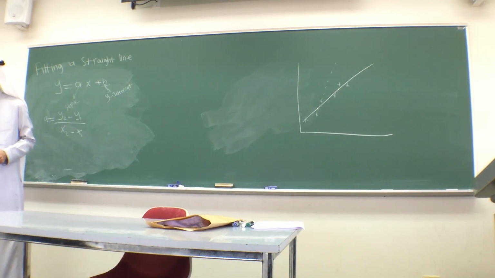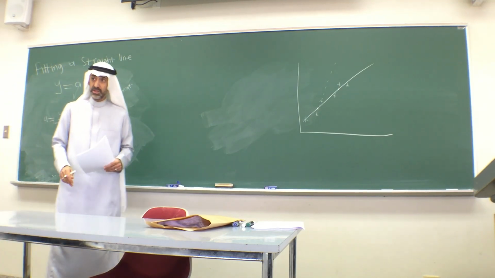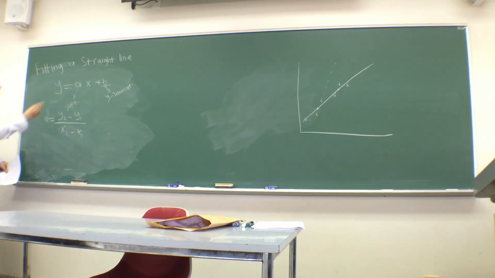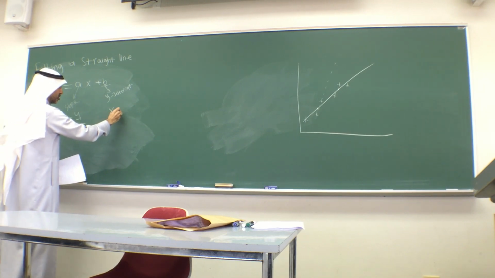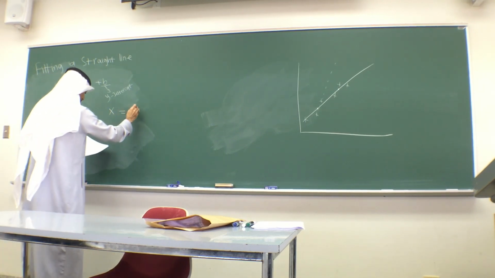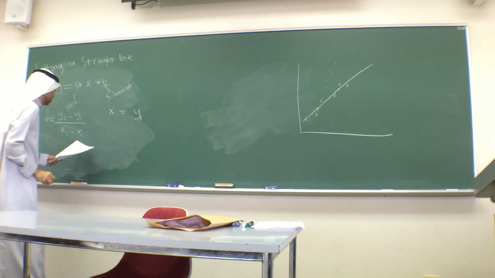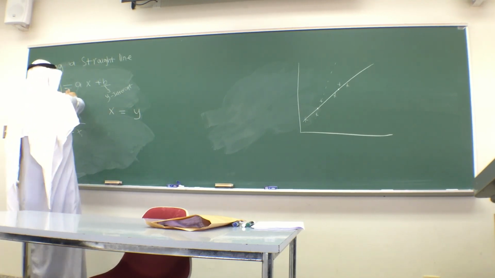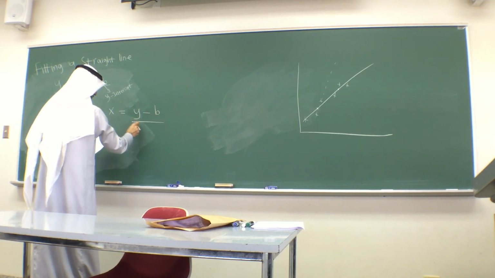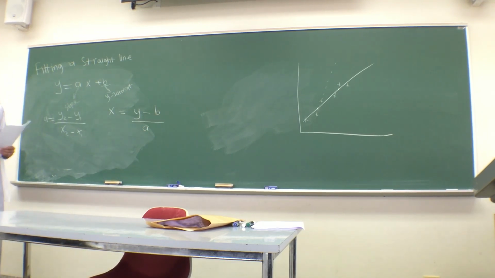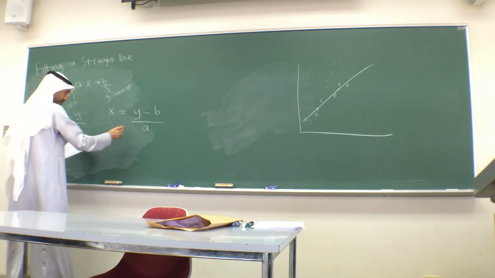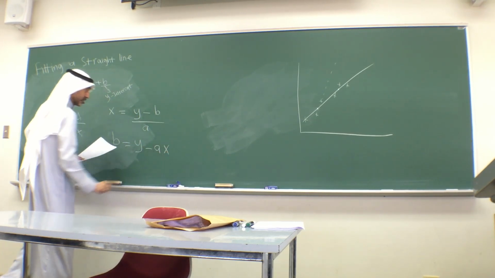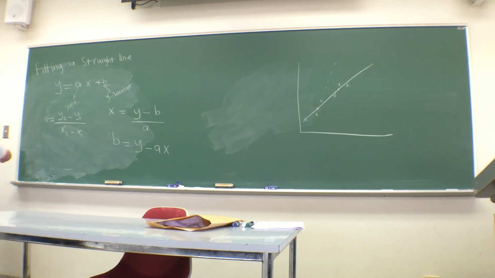How can I find B? I have two ways. Either, after finding the slope, I say x equals y minus b over a. Right? What do I want? I want B. B will equal y minus a x. Right? Now, how can I find it?